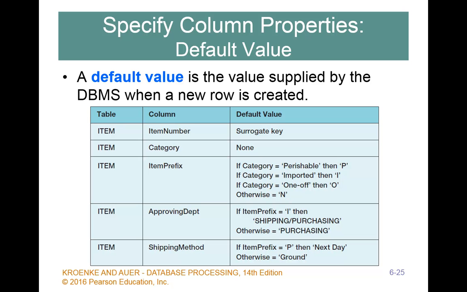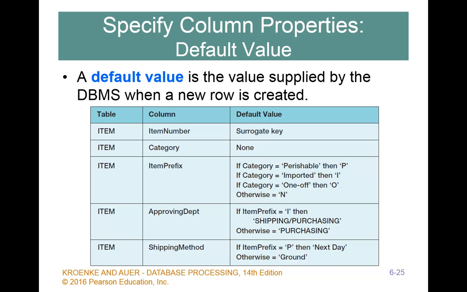Now, here is where the default values really kick in. If the category is listed as perishable, then the item prefix will get a default value of P. If imported is put in the category column, then the item prefix is going to be I, and one off in the category would be O. Otherwise, if it's not perishable, imported, or one off, then it's going to be an N in our item prefix. So whatever we put in our category triggers the database management system to implement these default values in these particular columns.